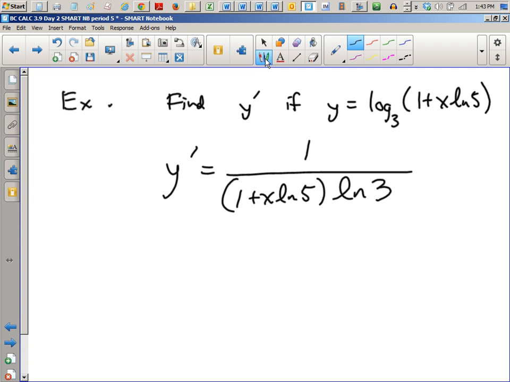Now we're going to get in there and look at that inside. Don't be scared by this. ln 5 is just a number. So 1 plus x ln 5 is kind of like saying 1 plus 1.5x. The derivative of the 1 is 0. The x has a coefficient, like 1.5x is what it means. So this is just ln 5 is all it is. The derivative of this whole thing is just ln 5. So here's your answer.